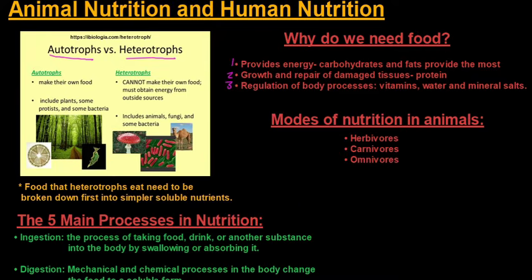Now, the food that heterotrophs eat needs to be broken down into simpler soluble nutrients. So when heterotrophs first acquire their food, it's generally in an insoluble form, and this is where the process of digestion comes in.